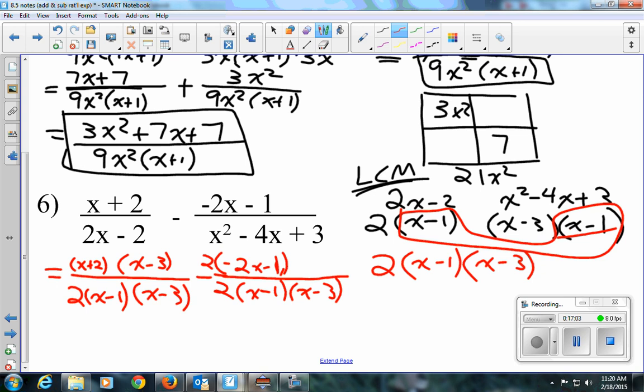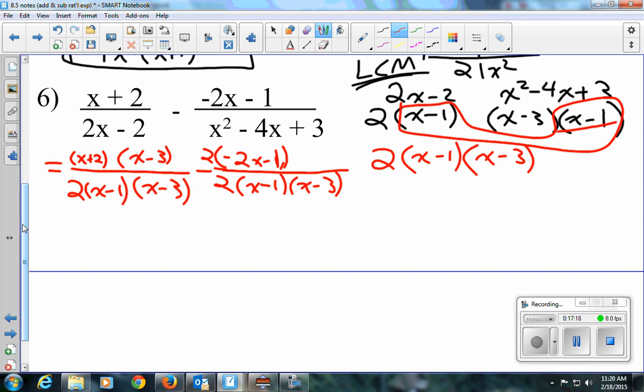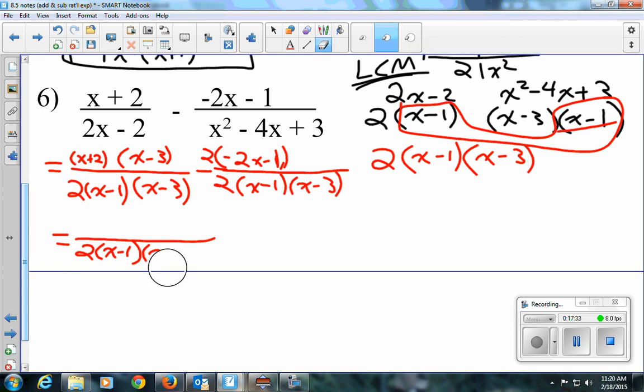What's the next step? What do I need to do? Multiply the stuff on the top. Multiply out the numerators, because I've got to do that before I can add them together. Okay? So let's look. When I say x plus 2 times x minus 3, how do I multiply those two? I've got to FOIL it. I've got 2 times x minus 1 times x minus 3 in the denominator. That's not going to change. Leave it factored out. But on the top, you're going to want to FOIL.